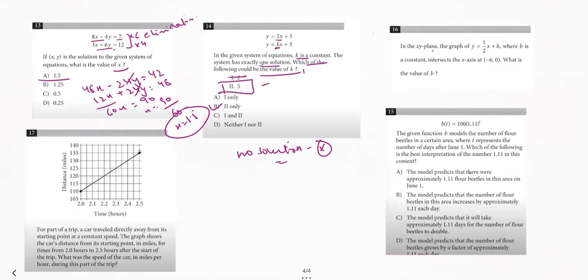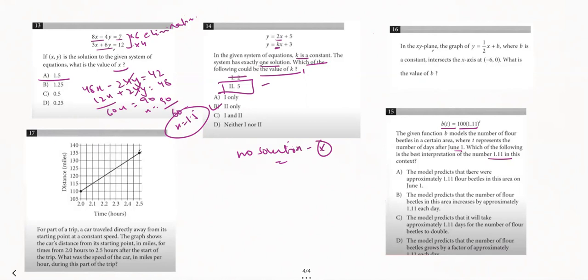Next, 15. B of t is equal to 100 into 1.11 to the power t. The given function models this, where t represents the number of days after June 1. Which of the following is the best interpretation of the number 1.11 in this context?